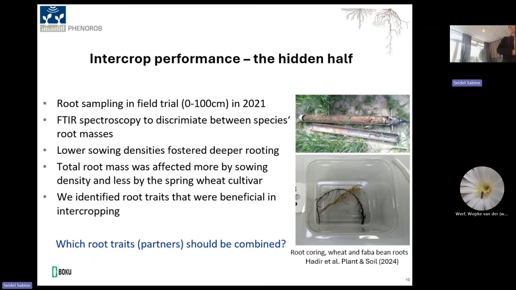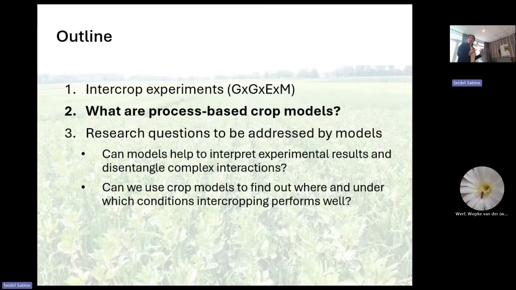Okay, so now with this, giving you the idea of how complex it is, but I think you already had this idea before. I gave you this information because this data was also used intensively in the modeling exercise, because we always use the observations for our modeling exercises. But first, before we come to the application, I would like to give you an insight into process-based crop models, what they are.